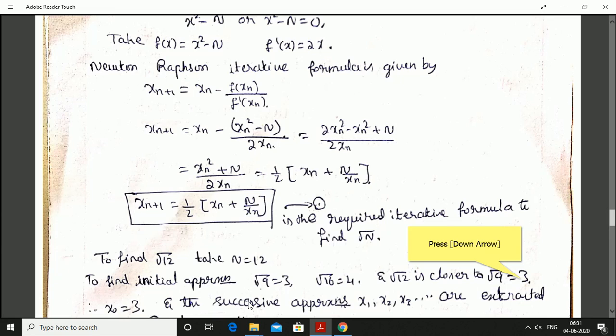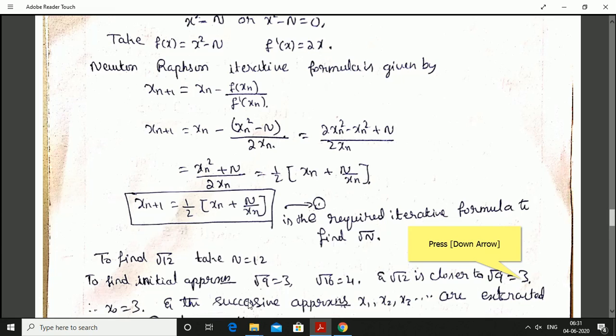From this formula, we need to find the square root of 12. This is the formula to find the square root of N, so the N value is 12. To find the initial approximation, look at the perfect square numbers. The square root of 9 is 3, and the square root of 16 is 4. 12 is in between 9 and 16, which are perfect squares.